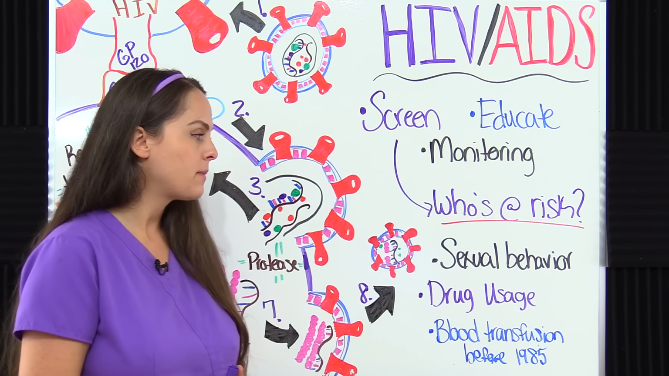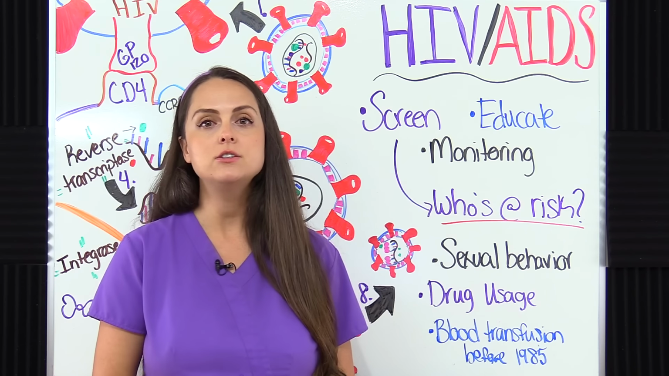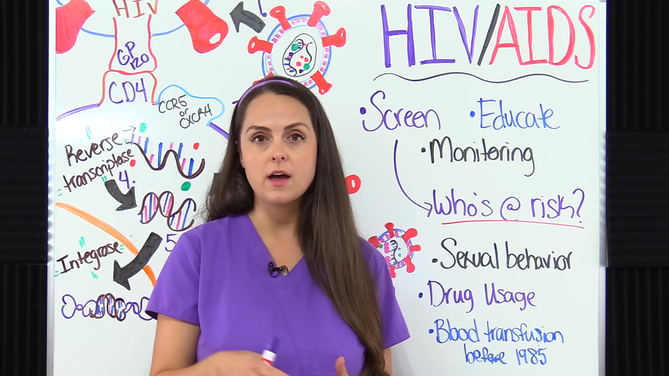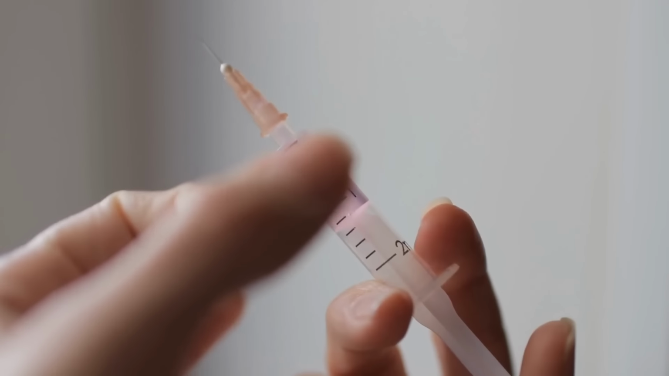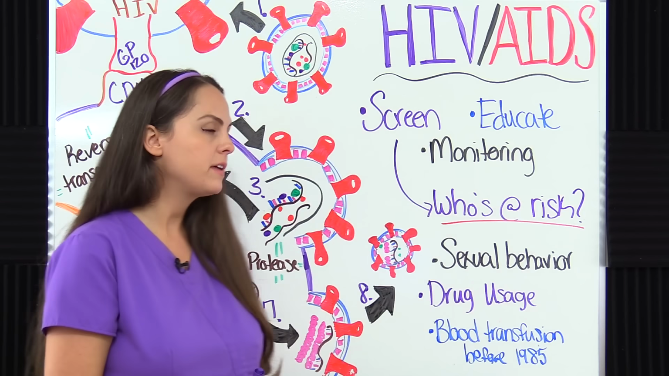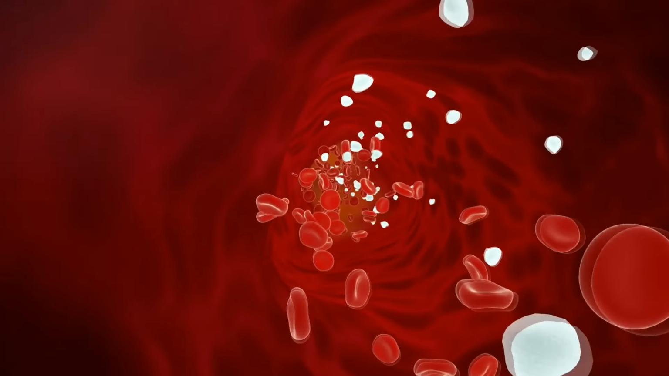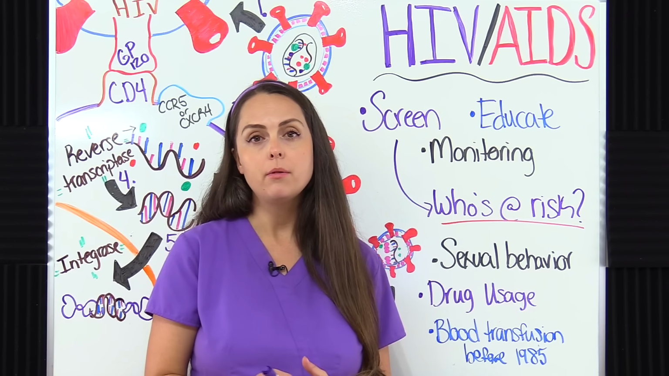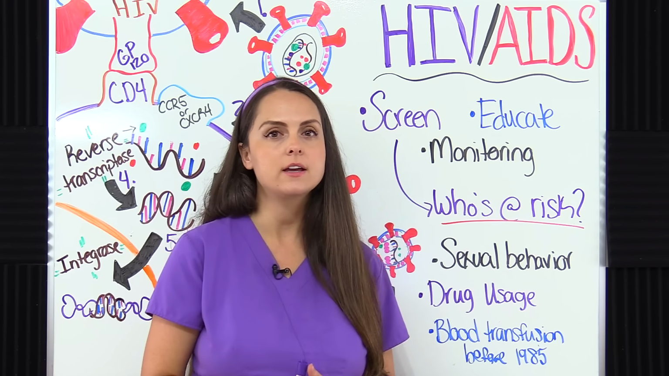You also want to ask about if they use drugs. If they do use drugs, what type of drugs do they use? And do they use devices that they share with others to take the drugs? Because that increases the risk as well, especially if they're injecting drugs and sharing the needles. And you want to ask them if they've ever had a blood transfusion, because if they had before 1985, the screening of blood products for HIV was very low. So there is a chance that they could have it.